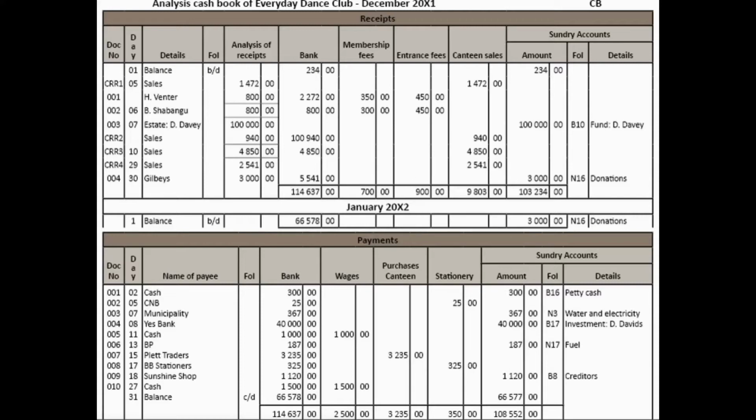The bank account is included in the cash book. So we start with the first column, membership fees, 700. We've debited bank, so we're going to credit membership fees. On the credit side of membership fees, you will have bank, 700, and the date will be the 31st because it's a total that you're posting.